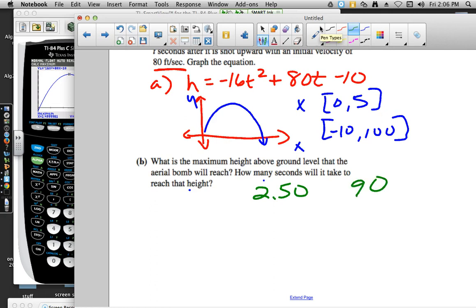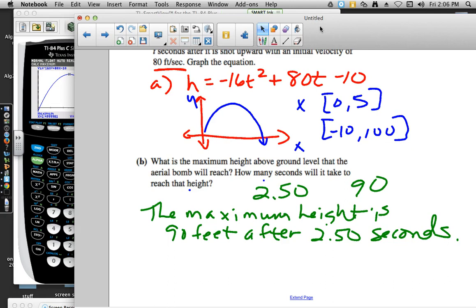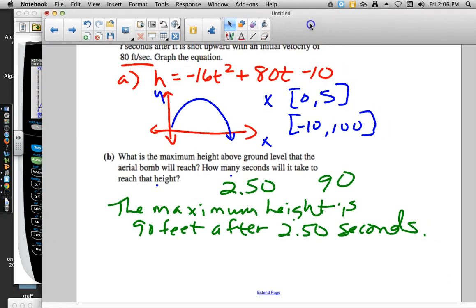So now we go ahead and say, well, what does this mean? The maximum height is 90 feet after 2.50 seconds. So some really, really good physics. I mean, that's what we're doing here. This is a good physics problem.